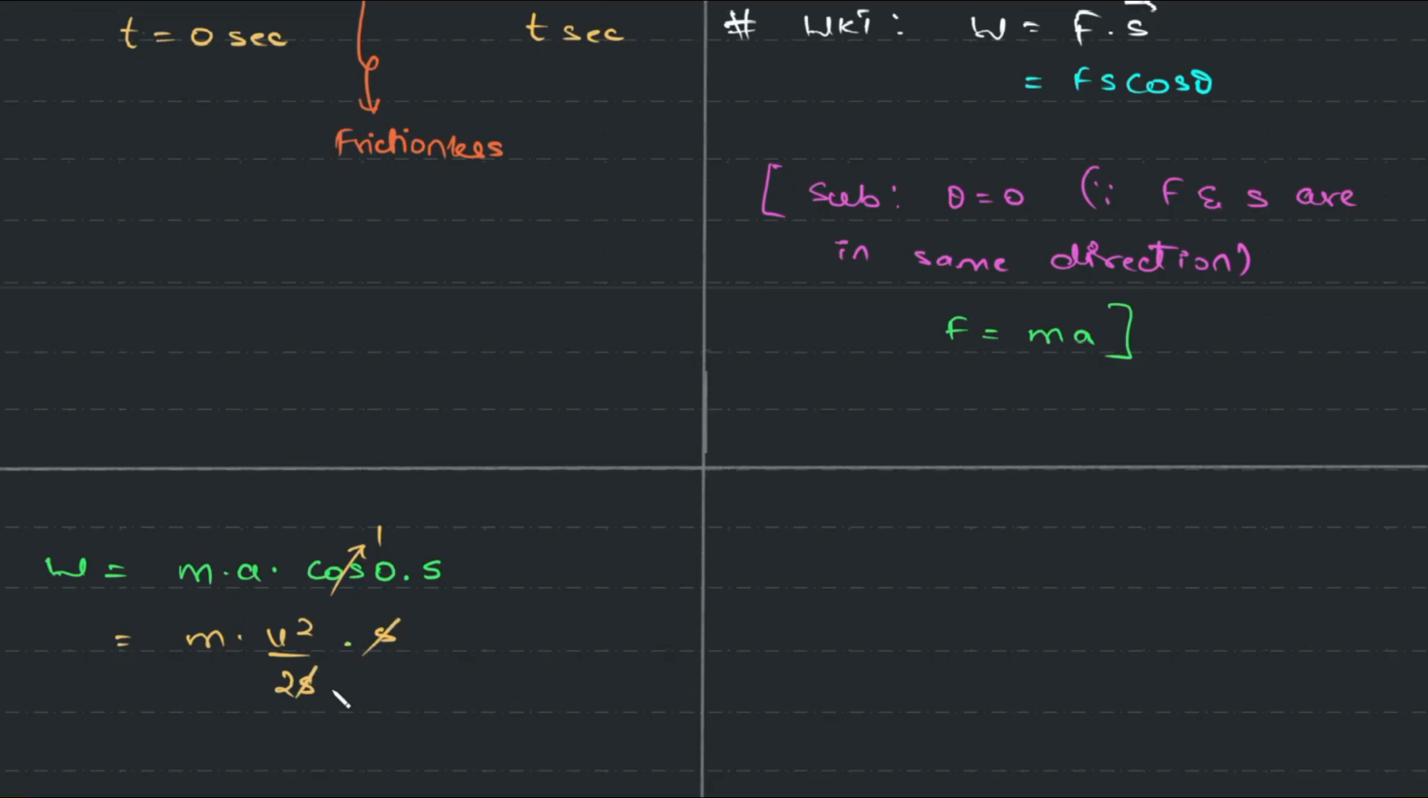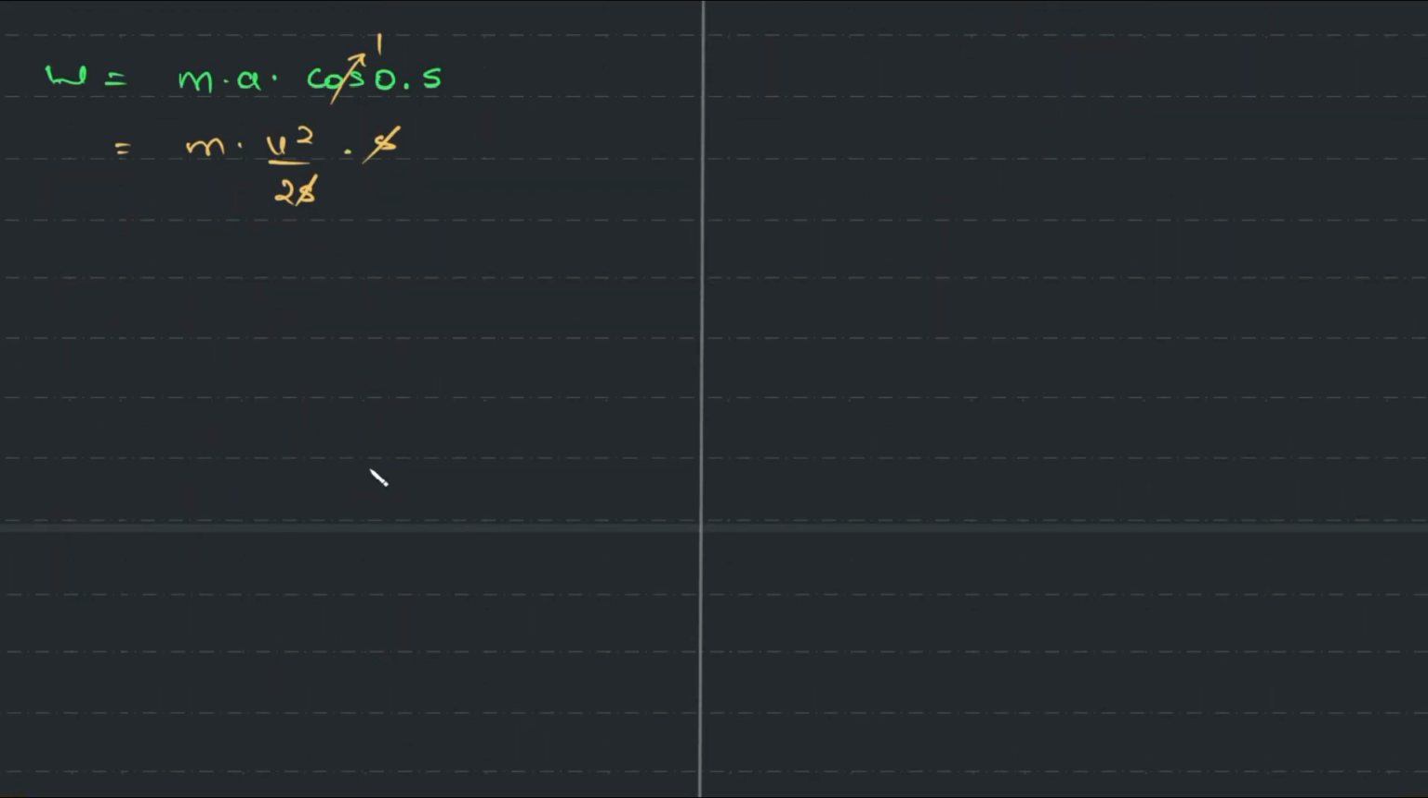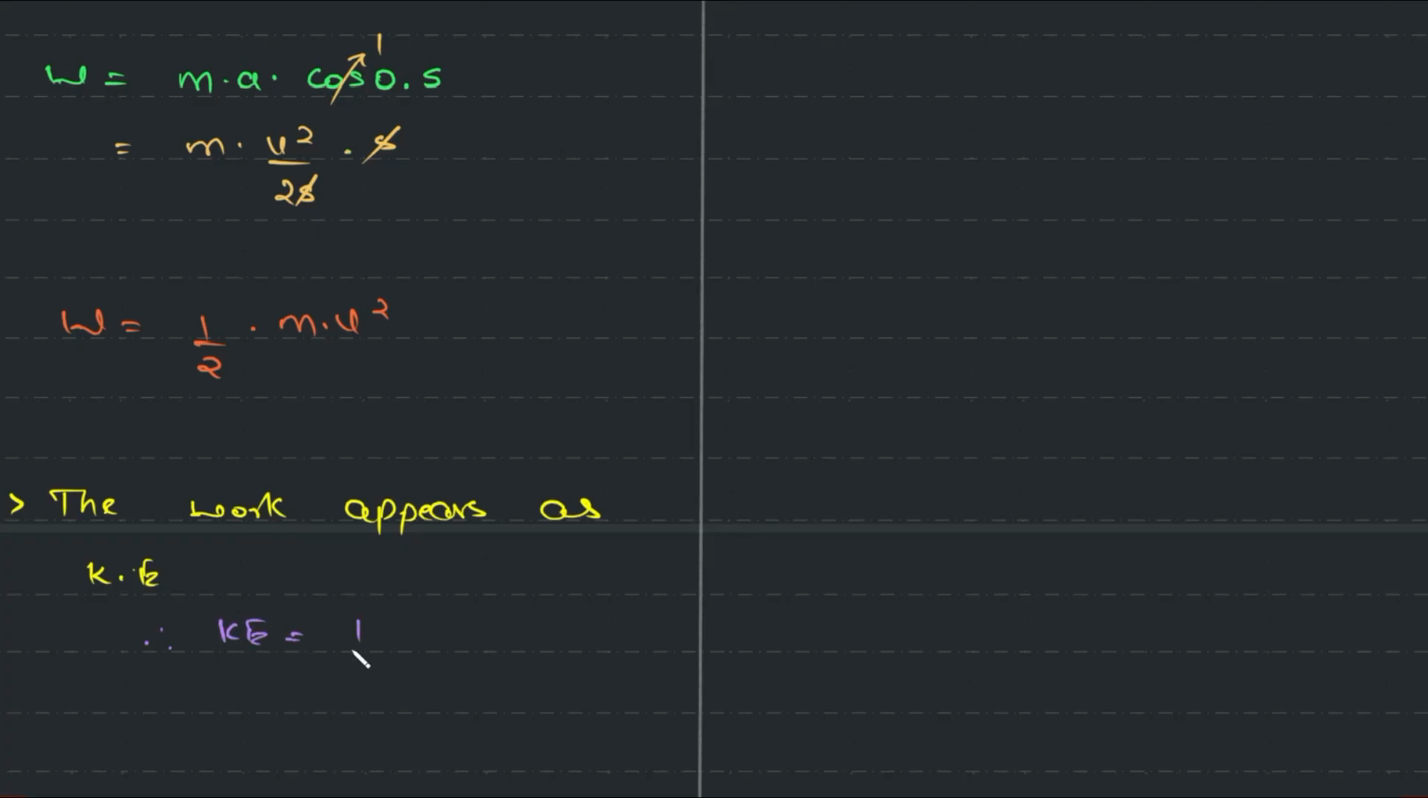So what happens? S and s get cancelled, and so we have work is equal to the famous kinetic energy expression, half mv square. So we'll write a small statement. The work appears as kinetic energy, and therefore kinetic energy has the expression half mv square. Okay guys, there is a small variation.